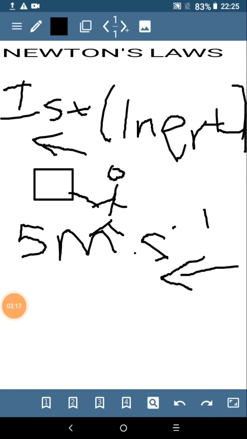So the box will try to resist change. If it was at rest, it will resist being changed, because when the man is pushing the box, for sure it will move, but it will first resist. That's what inertia is. If it was moving at 5 meters per second to the left, it will resist the change, because if the man pushes with a force to the left, the object will increase its velocity. We'll come to that just now.